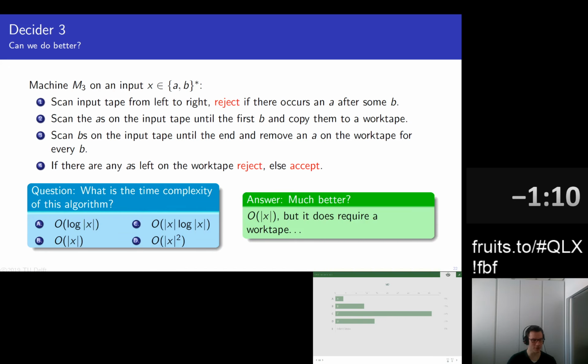Well, we'll skip asking it in FeedbackFruits. I already told you we were looking for something better. And I hope you can see that this is a linear time machine, right? It just scans the tape once.